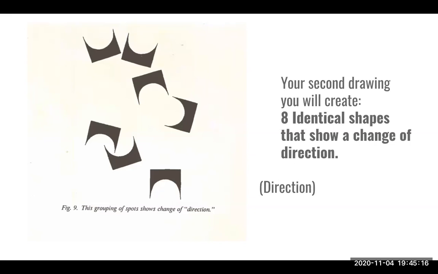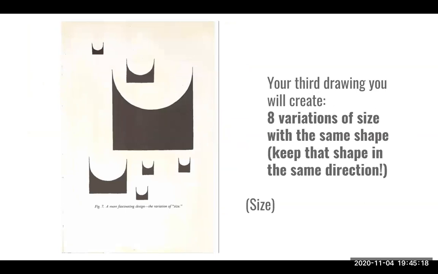this one shape. The third drawing, you don't need your tracing paper anymore. You're just going to have to use your drawing skills for this one. You're going to create a drawing that has 8 variations of size with the same shape. So you want to keep it in the same direction. Don't forget that. These points are all facing upward, and then all the flat parts are facing downward. You want that to be in the same direction, but you're just going to be playing with size and scale.